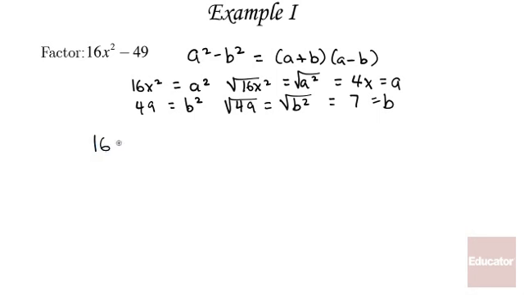And therefore 16x squared minus 49 equals a plus b, so that's 4x plus 7, times a minus b, or 4x minus 7. Again, I recognize that I have the difference of two squares and that it's going to factor out into this form. I found a and b, and then I put my factored expression into that form.